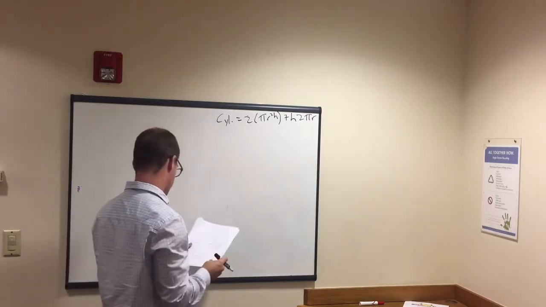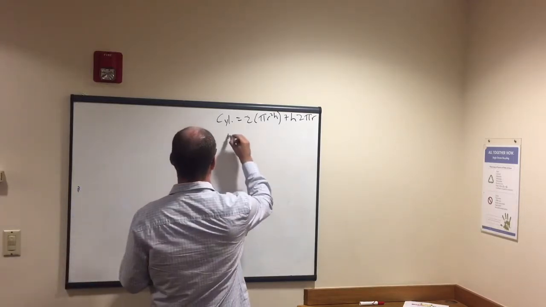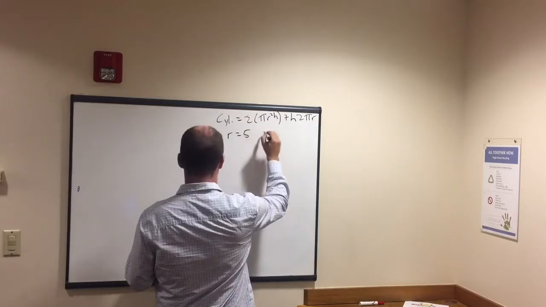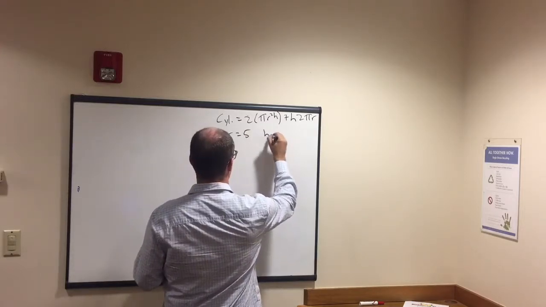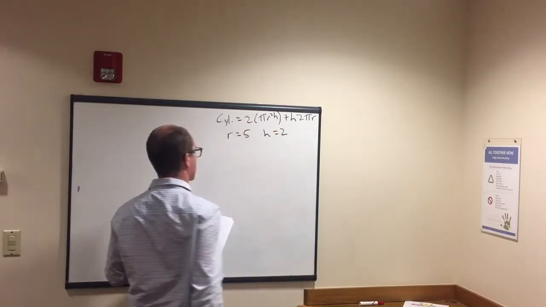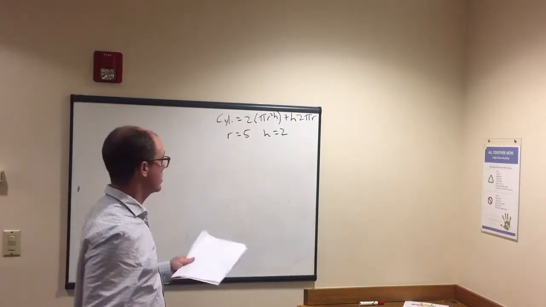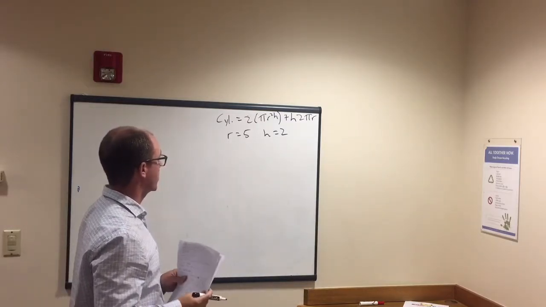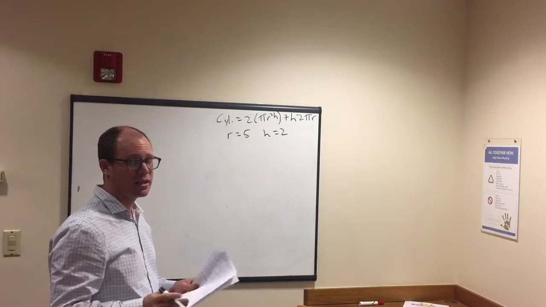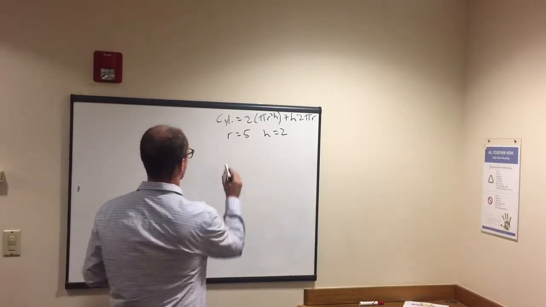radius and the height. So in our example here, we're going to do two examples on cylinder. Radius is 5, height is 2. Again, once we have these, we've got everything we need. Now we just need to plug it in and take our time so we don't make any mistakes with the math.